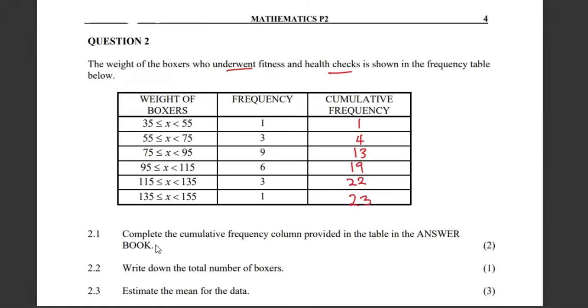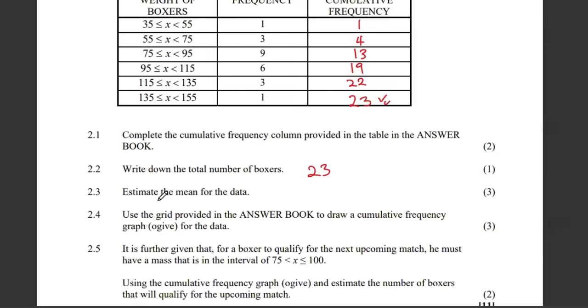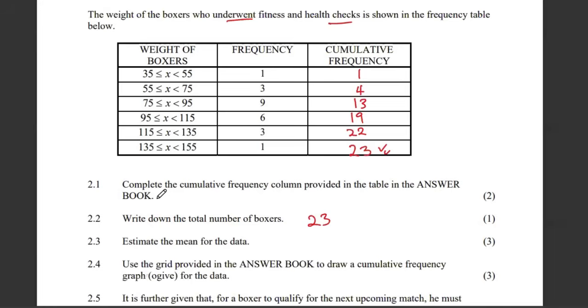And then write down the total number of boxers. The last cumulative frequency gives us the total number, 23. And then they want us to get the estimated mean. For us to get the estimated mean, we need to find the midpoint of these intervals. So if I have a 35 plus a 55, that gives me a 90.